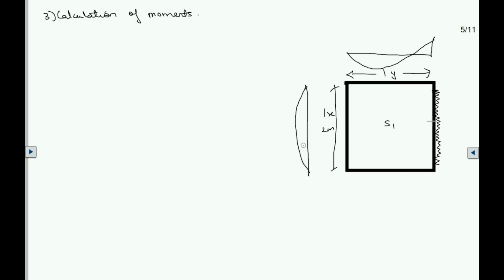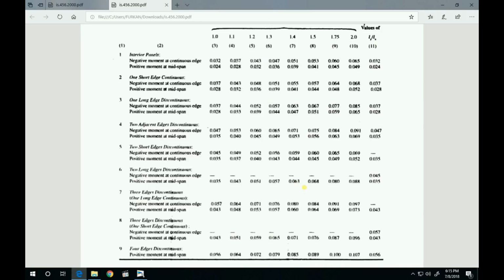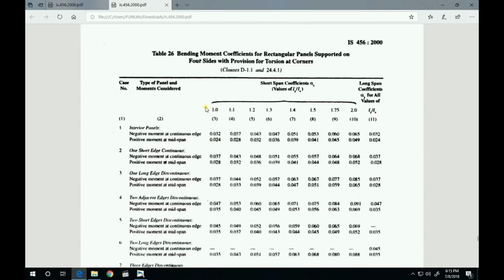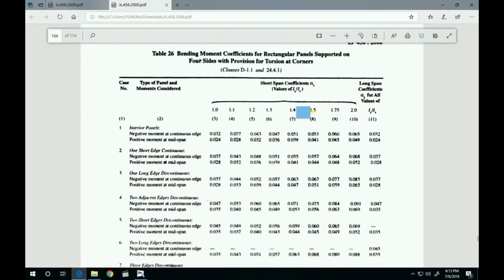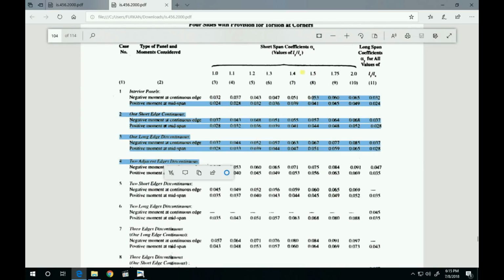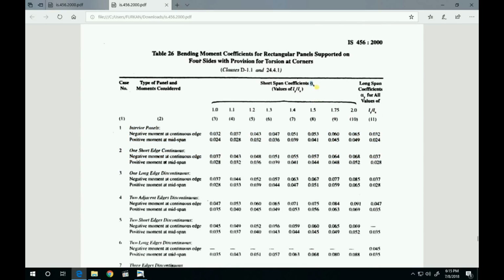Now before calculating alpha x and alpha y, you will need to calculate the aspect ratio, that is Ly by Lx ratio. So in this case it is 3 by 2, that is 1.5. Once you get this, you have to go to table number 26. I'll show you that now. So this is table number 26. The Ly by Lx ratio is given over here. In our case it is 1.5, so we will refer only this column for alpha x, and for alpha y we will refer the last column. It will be the same for all the conditions.